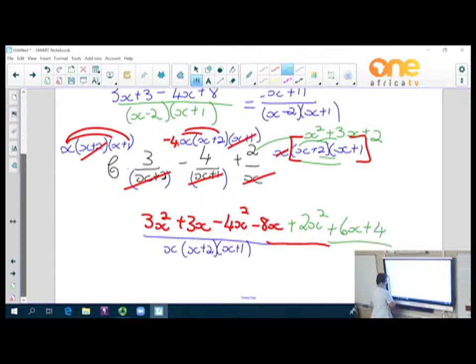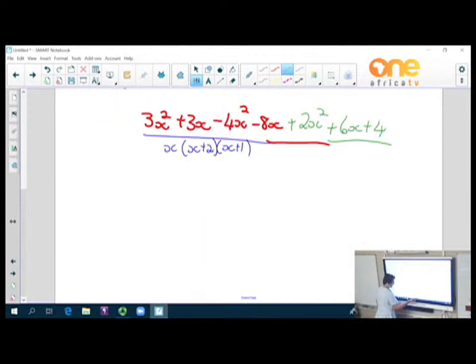And now we can add our like terms here. So it will be negative x squared plus 1, which is x squared, plus 3 minus 8 is negative 5x, plus 6 is plus 1x, plus 4 over x, x plus 2, x plus 1.